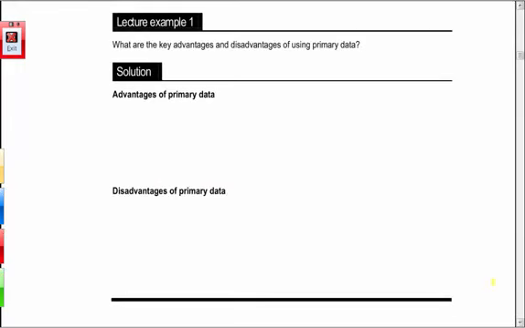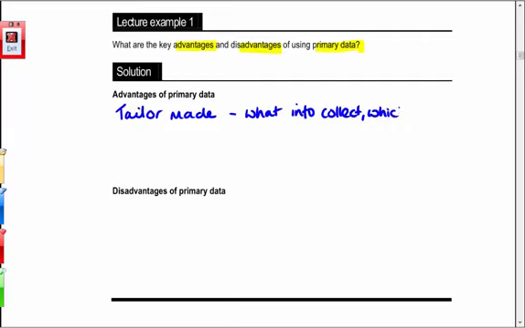Here then we're looking at understanding the key advantages and disadvantages of using primary data, so data that we are collecting for ourselves. The main advantage then of primary data is that it's tailor-made. So you're making all of the decisions, and you can make the decisions then about what information to collect, so which questions to ask, and you can ensure that it's specific to your requirements.